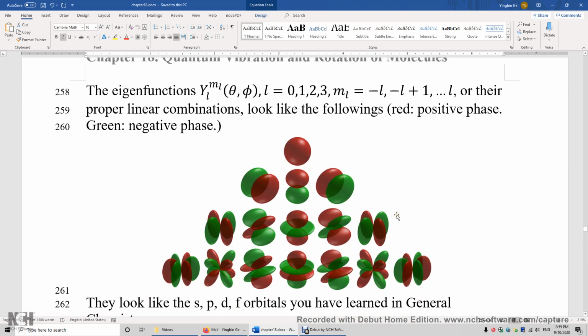I'm now showing you the picture of those solutions. This is the first solution, a constant. It does not depend on theta or phi, therefore it's spherical. The 3 p-type wave functions, 5 similar to d orbitals, and of course, these 7 are similar to the f orbitals. And again, we need 2 quantum numbers. One is L, one is m sub L. L is 0, 1, 2, 3. m sub L can be from negative L to positive L.